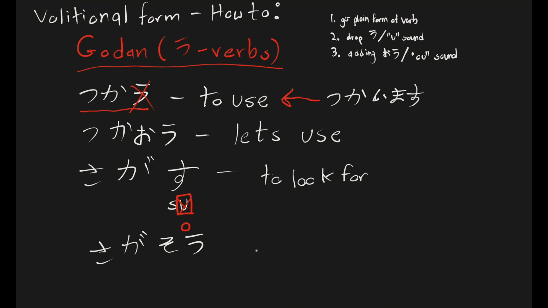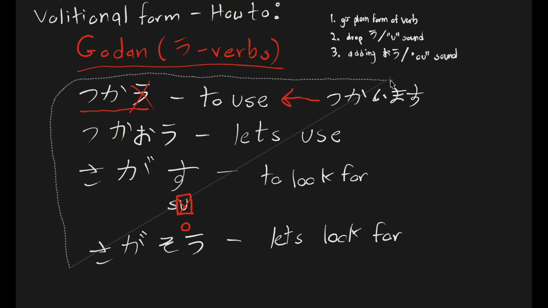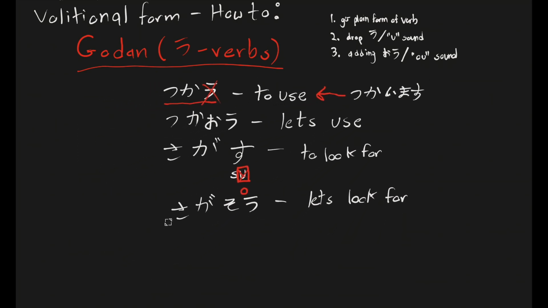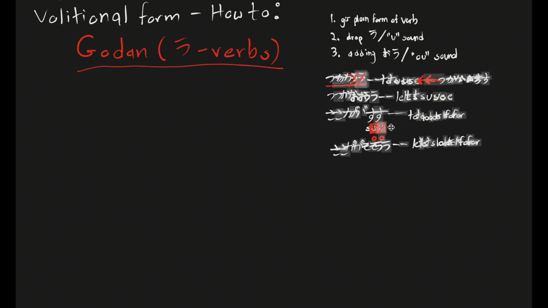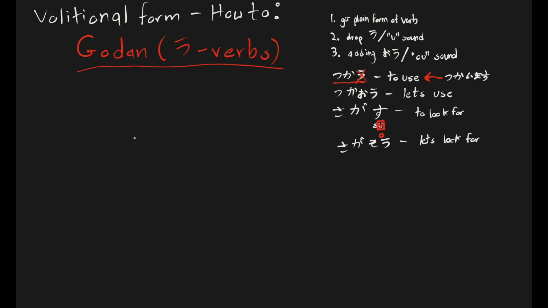So sagaso would be, let's look for, that would be the volitional form. Let's make some space here. Do a couple more examples. We're just going to put that over here. So let's go to our last couple of examples.